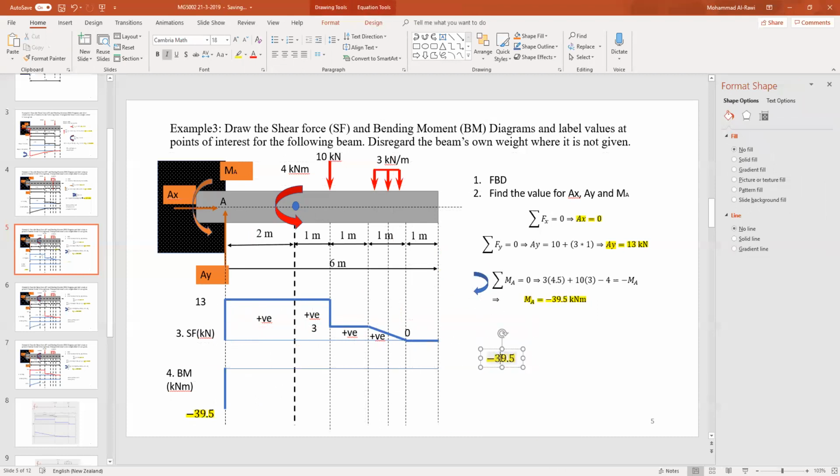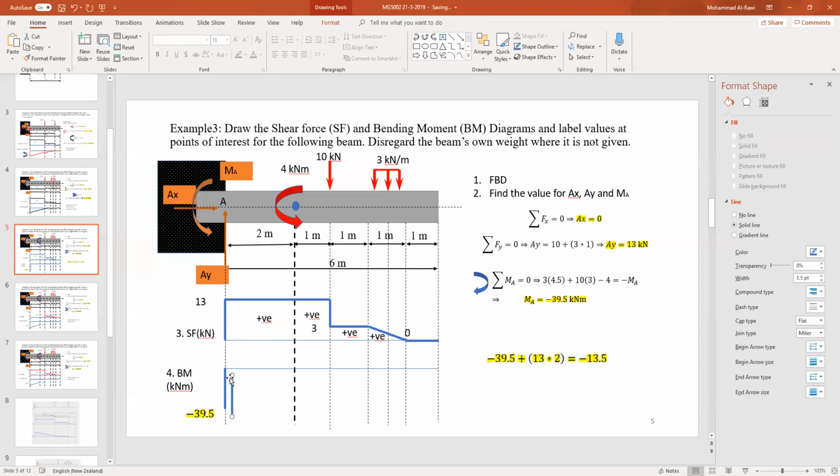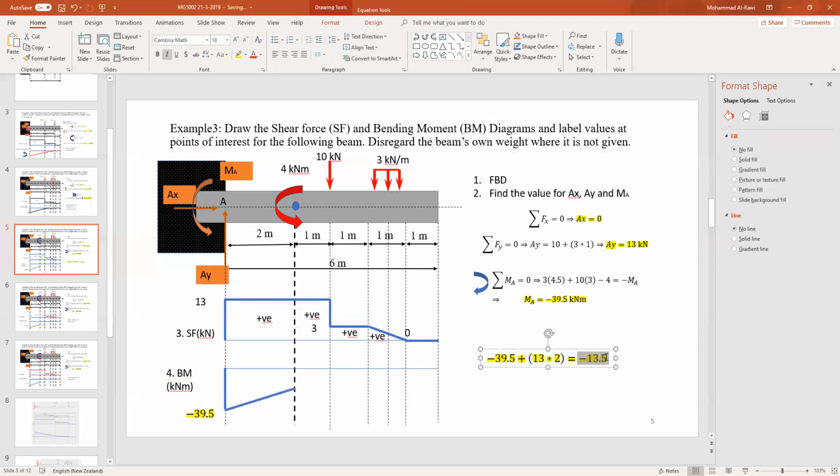So it will be minus 39.5, and that's plus what we have. We have that positive area, just this one, which is 13 times the distance from here to there, which is 2 meters. And that will give you equals to minus 13.5. So now I need to go as a slope line to that point. So from here to that point, which has a value of minus 13.5.